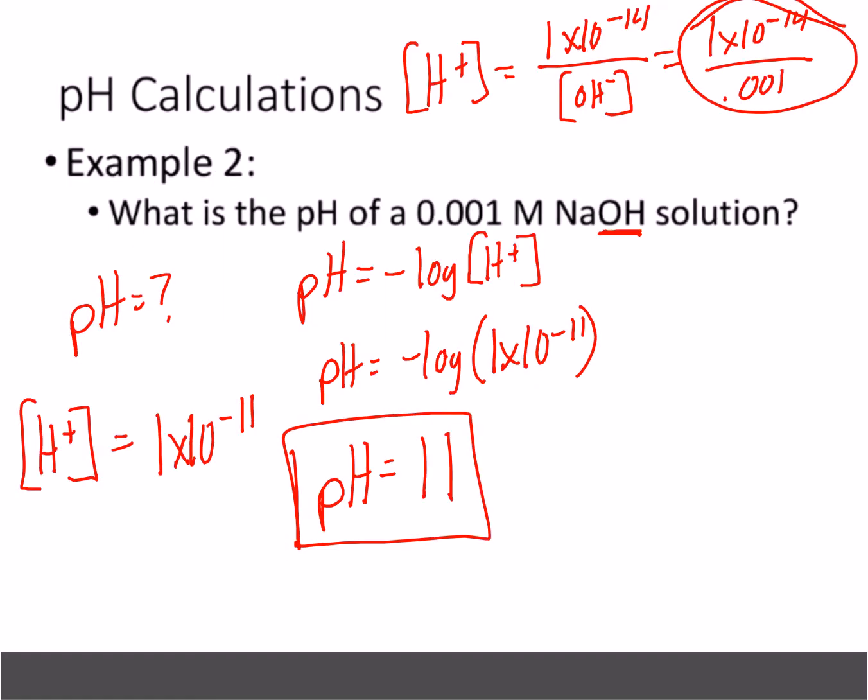And take it one step further. In the last problem, NaOH, that's a group 1 hydroxide. That's a strong base. Okay? So my high pH of 11 should make sense. I've got a strong base. That's a pretty high pH.